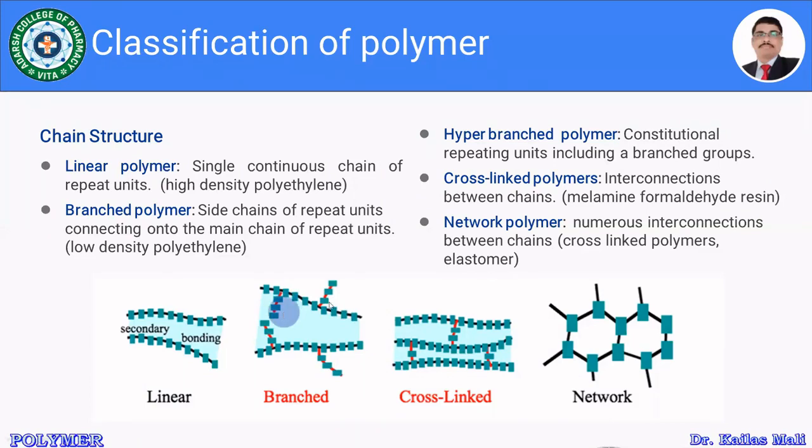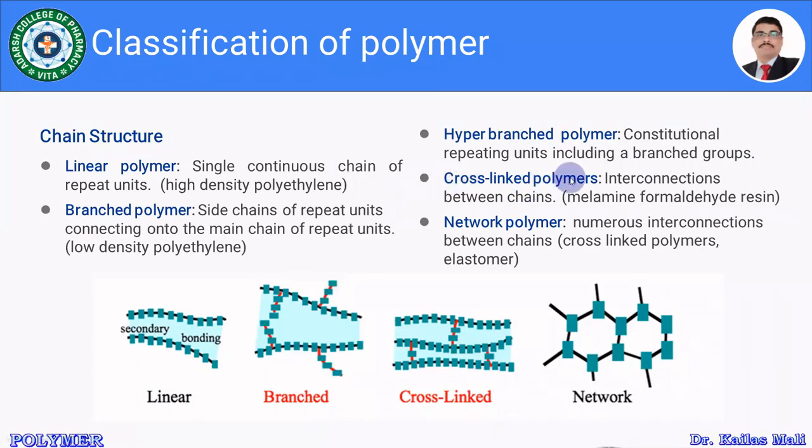If on the branch, further branches are connected, then it is said to be the hyperbranched polymer. So what are the hyperbranched polymers? These are the constitutional repeating units including branched groups. Furthermore, there is a branching of these subunits, so that we get the hyperbranched polymers.